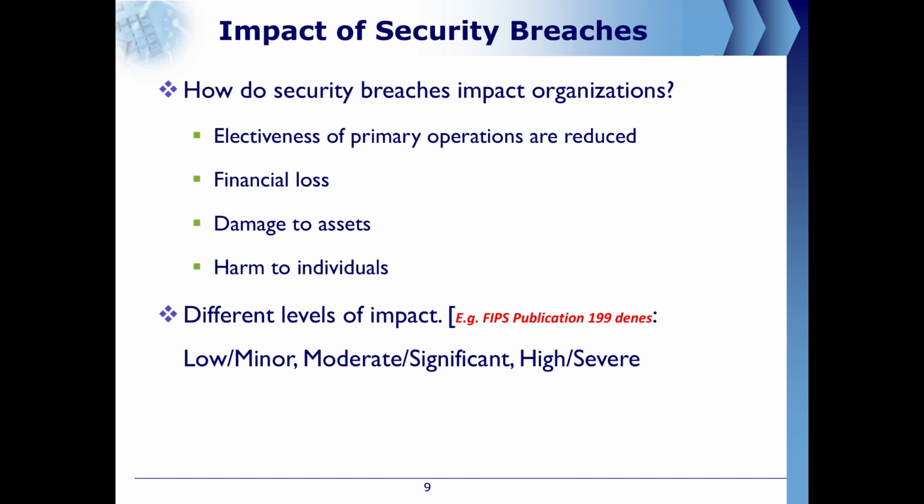Impact of security breaches. How do security breaches impact organizations? 1. Effectiveness of primary operations is reduced. 2. Financial loss. 3. Damage to assets. 4. Harm to individuals. Different levels of impact, e.g., FIPS Publication 199 defines low/minor, moderate/significant, high/severe.